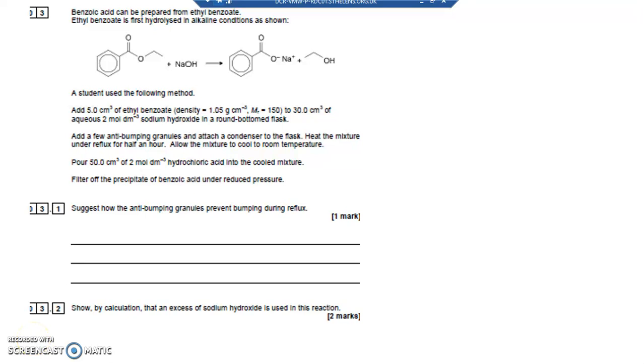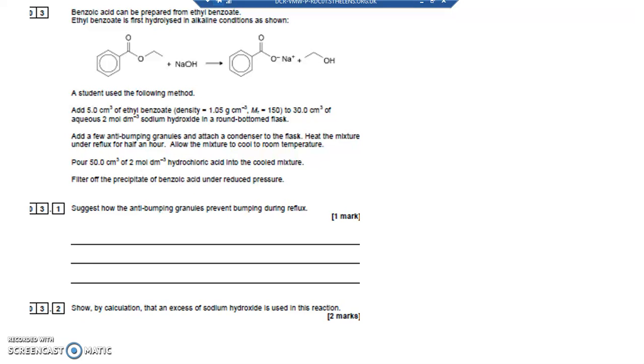Question 3. Benzoic acid prepared from ethyl benzoate. There's a reaction there. Add 5 centimeter cubed of ethyl benzoate. We've been given a density and an MR and a volume. So density is mass divided by volume. We've clearly got to work out the mass of ethyl benzoate, otherwise we wouldn't be given density and a volume.